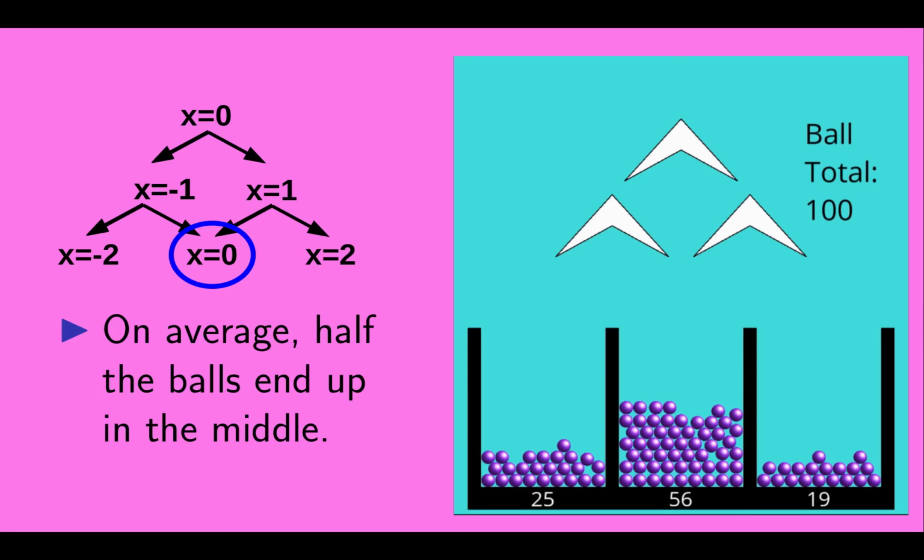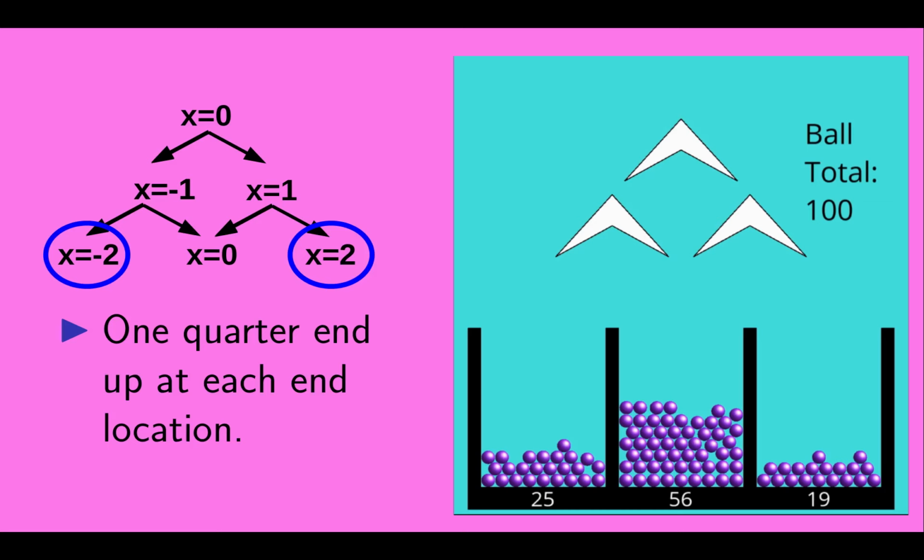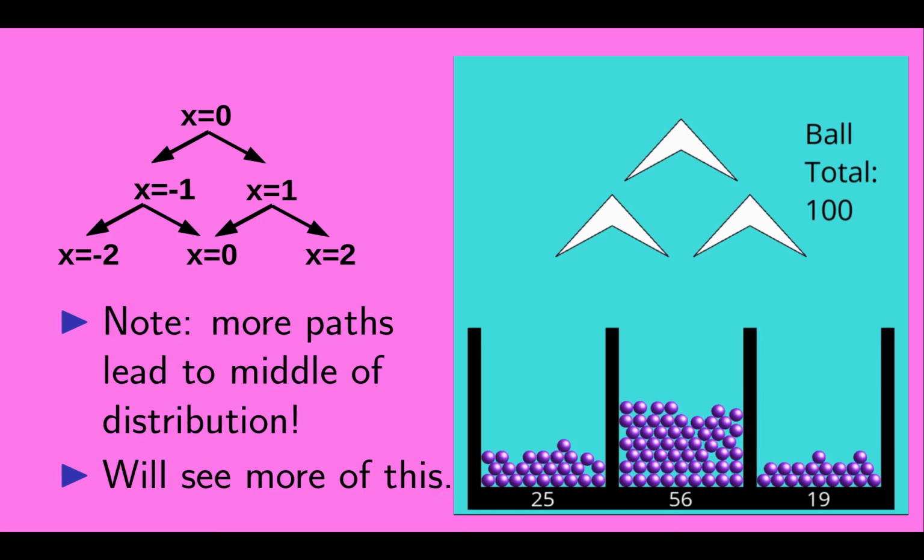On average, half the balls end up in the middle, and 1/4 end up at each end location. Here, we'll just note that there are more paths that lead to the middle of the distribution. We will see more of this later in the video.